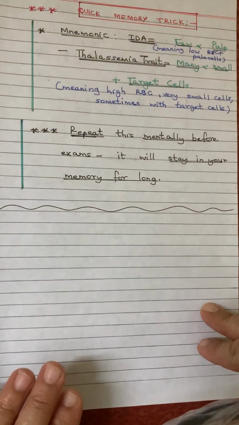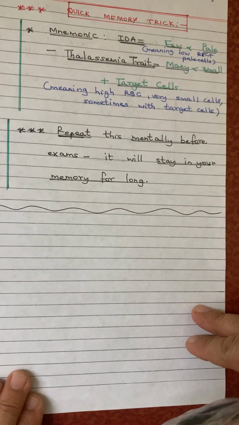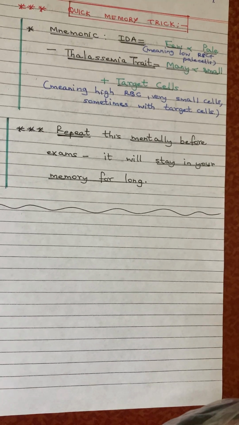So now, a quick memory trick. I will give you an important mnemonic. IDA is few and pale, meaning low RBC and pale cells. Thalassemia trait, many and small plus target cells, meaning high RBC count, very small cells, sometimes with target cells. Repeat this mentally before your exams. It will stay in your memory for long.